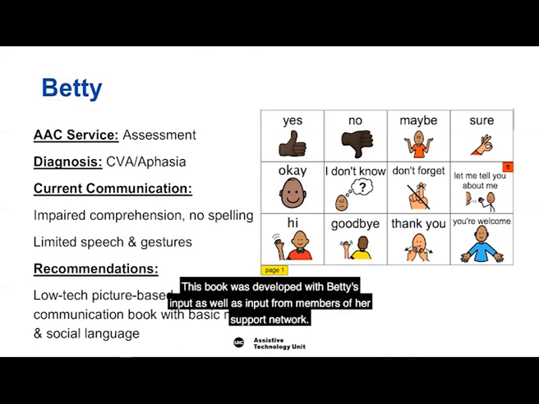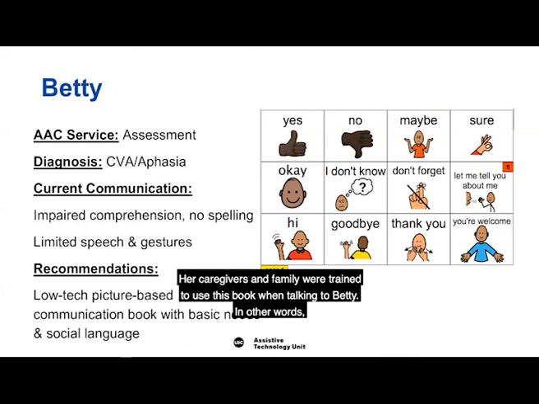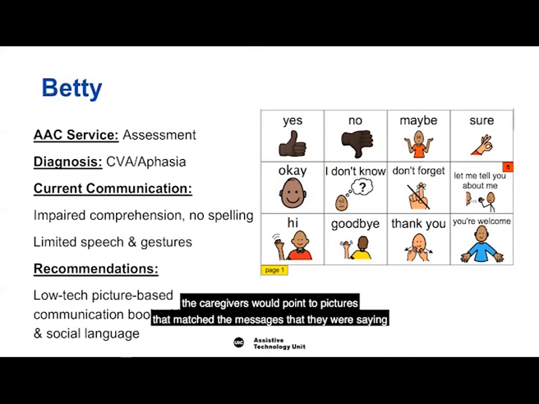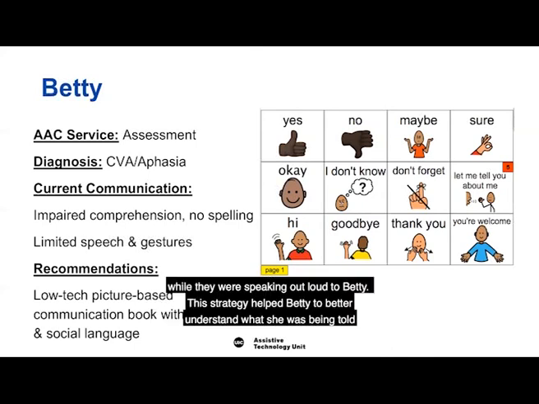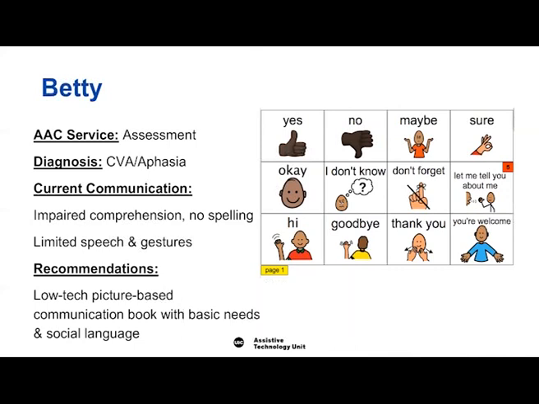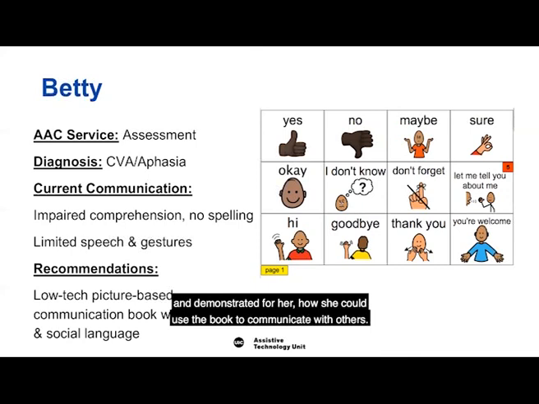This book was developed with Betty's input as well as input from members of her support network. Her caregivers and family were trained to use this book when talking to Betty. In other words, the caregivers would point to pictures that matched the messages that they were saying while they were speaking out loud to Betty. This strategy helped Betty to better understand what she was being told, and it demonstrated for her how she could use the book to communicate with others.